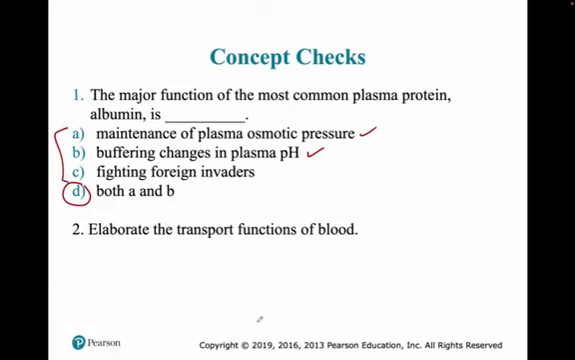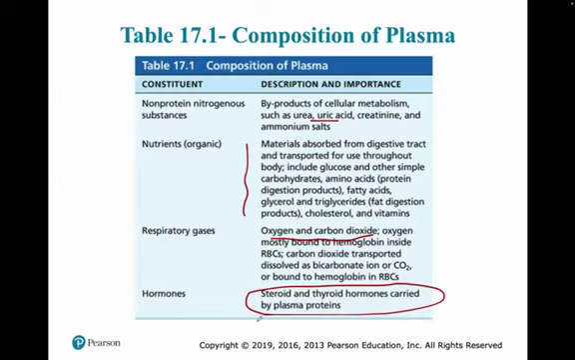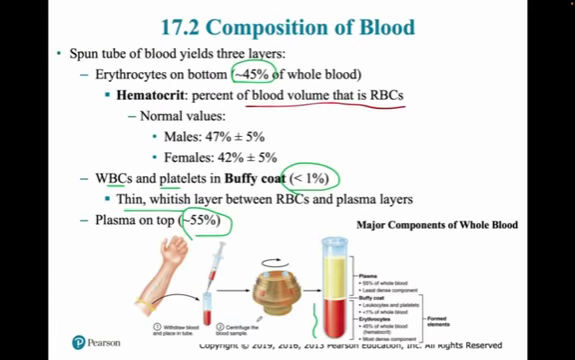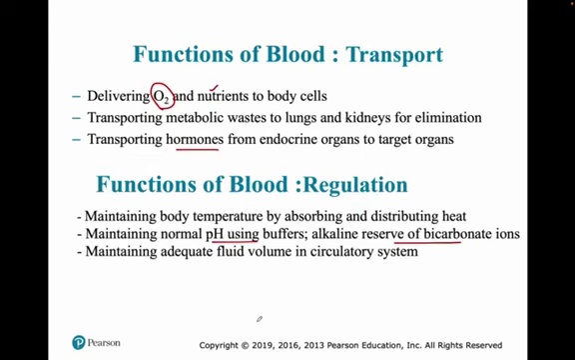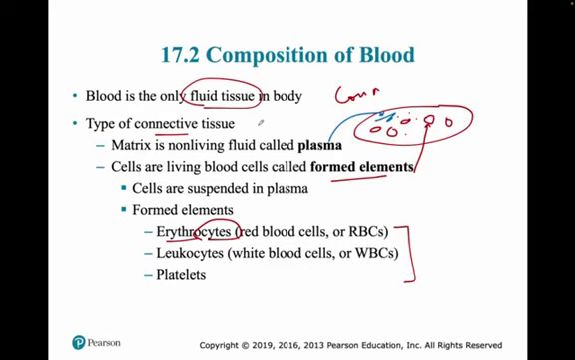Now, how would you elaborate the transport function of blood? So we have already discussed this thing. So what is the transport function? That is the first function that we discussed. You can get it from there. For example, the first thing that blood transports is oxygen and nutrients. And these are the transport functions. So you can work on this on your own.